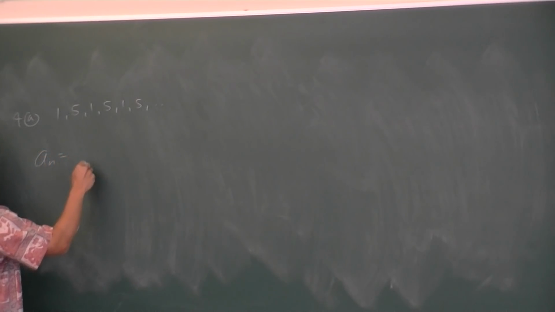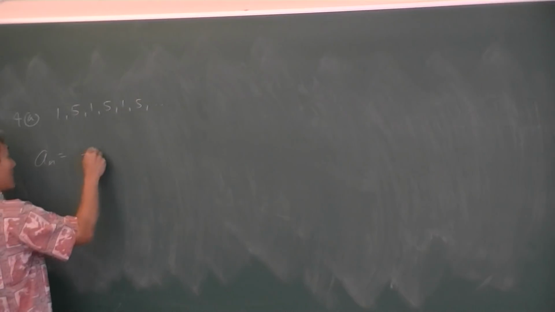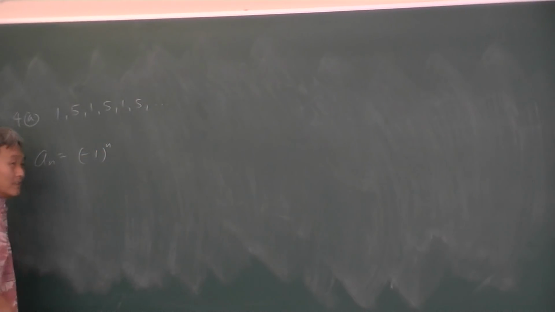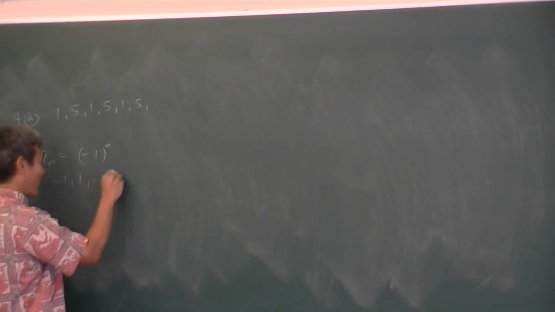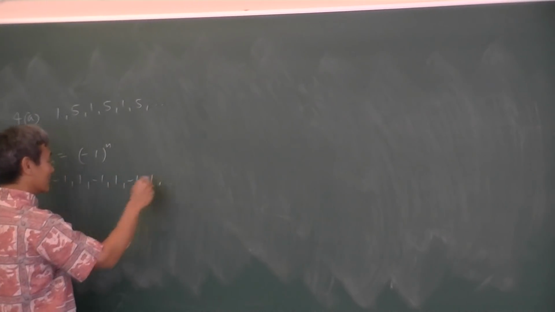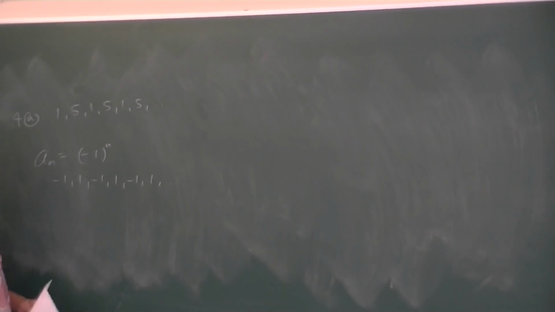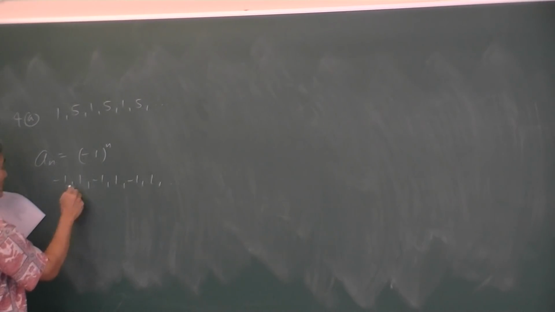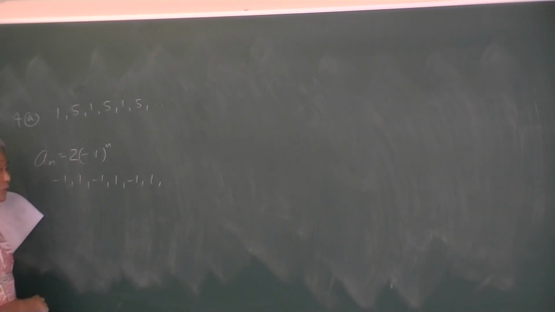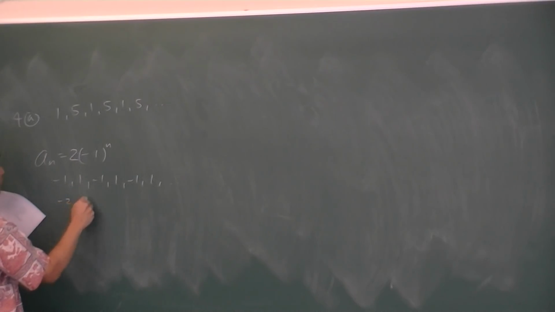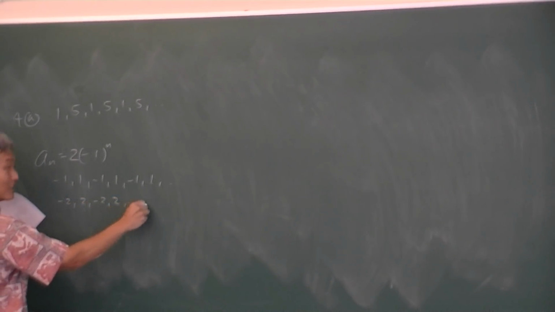I'm thinking of something even easier. How about -1 to the n? Doesn't that just go -1, 1, -1, 1, -1, 1? Just goes back and forth between two. Yeah, but Mr. Park, this is 1, 5, 1, 5. No, it's the same thing, just translate it. What's the distance between -1 and 1? 2. But this one is 4. So you just multiply it by 2, and so you're going to get -2, 2, -2, 2.